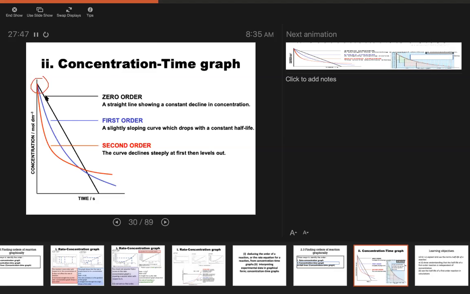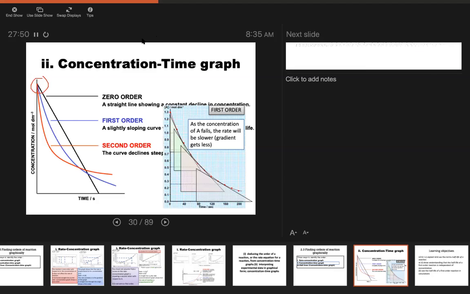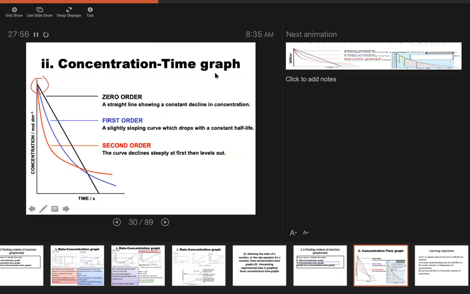If I take the gradient at this point, or this point, or here, it is the same. The rate is the same. Actually, my concentration is decreasing, but my rate is the same. So this is the same idea: decreasing concentration, rate stays the same, zero order.